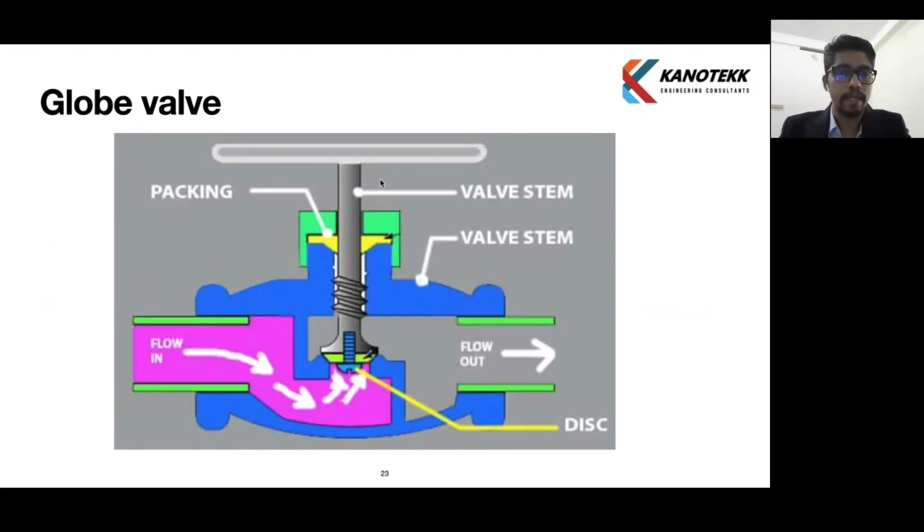Okay, this is actually a globe valve in detail. We can see the flow in the magenta color, which is coming through the downward portion. There is a valve stem. We can see the disc type and the flow direction. When the disc is moving upward, the flow will pass through the opening.